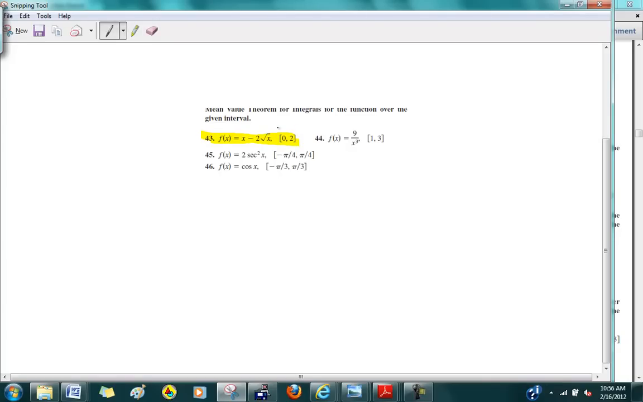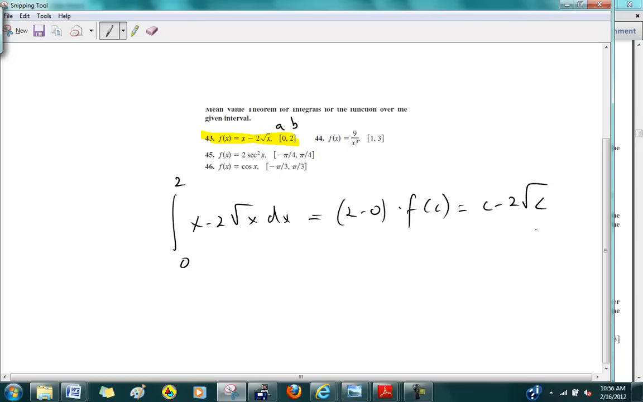Remember, A is 0, B is 2. Your integral is going to be x minus 2 root x dx from 0 to 2. That's your left hand side. On your right hand side, you're going to go b minus a, so that's 2 minus 0 times f of c, which is really going to turn out to be c minus 2 root c. So you can see that I think analytically this might prove to be a challenge, so we can always use the n box to do it. Okay, let's see what happens.